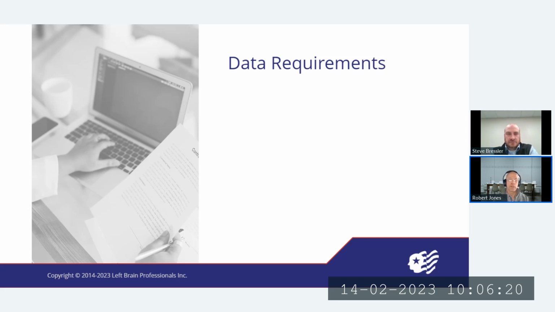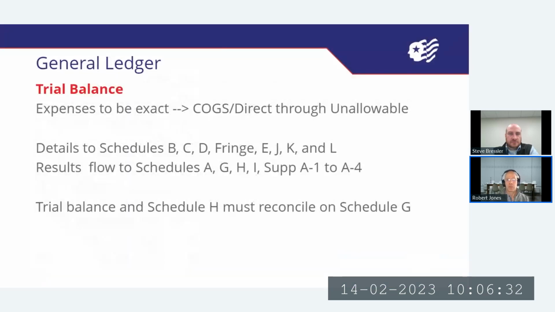And then a little later in the presentation, I've actually got a nice little flow chart that kind of shows where the data flows and how some of the schedules connect to each other. So the first set of data you need is from the general ledger. In particular, you need the trial balance, and more importantly, we're focused right now on the expenses section.